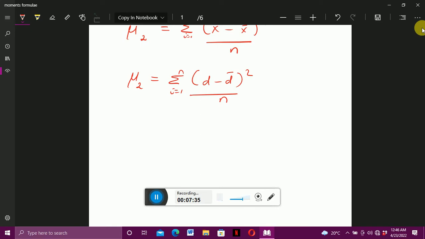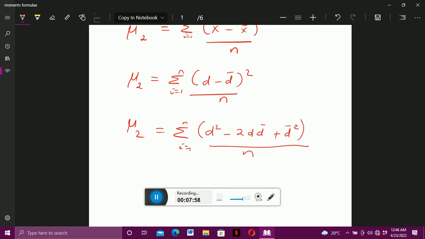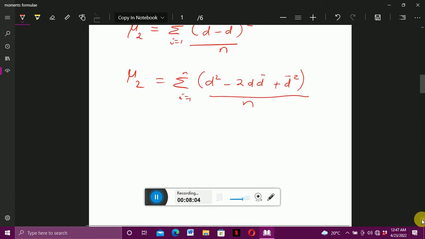We can square d minus d bar. So we are going to get mu2 is equal to the sum from i = 1 to n of d squared minus 2d d bar plus d bar squared. We have expanded that expression, and now we can distribute the summation sign.